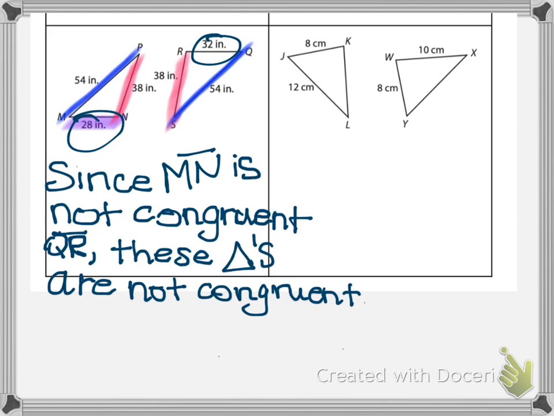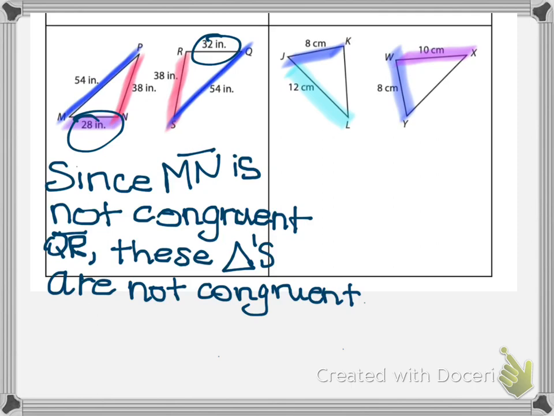Alright, so looking at my next example, we've got 8 and 8. And then here's where you have to be careful. I know this one is 10, so you might want to say that KL is 10, but you can't. We have nothing in the problem. There's no tick marks to say that it's 10, that it's congruent to WX. There's no label. Same with the 12 side over here. I have nothing to say that it's congruent to this side YX.